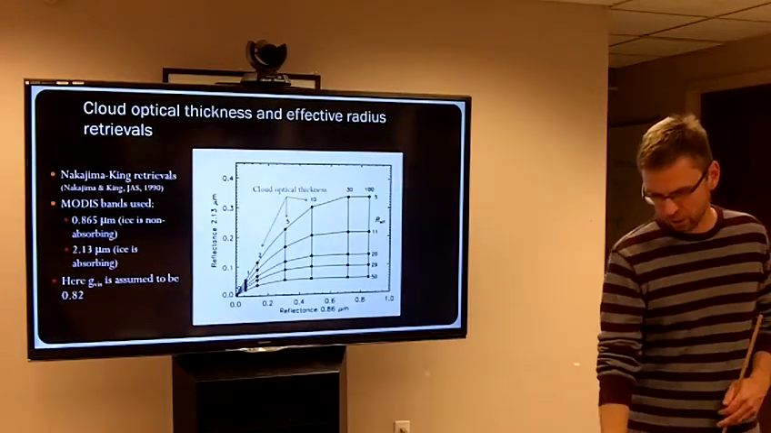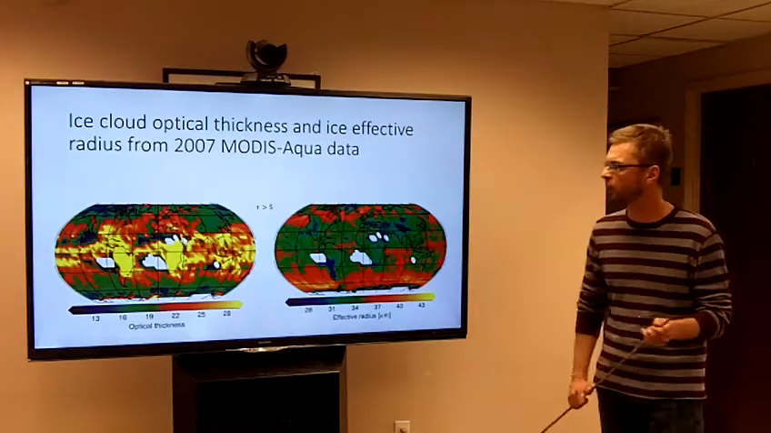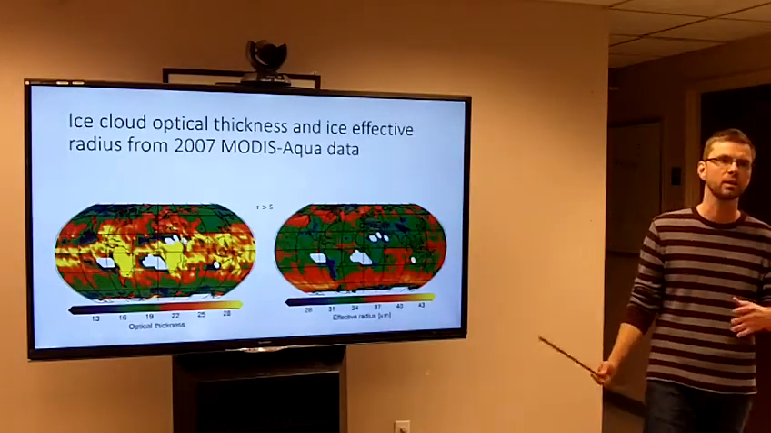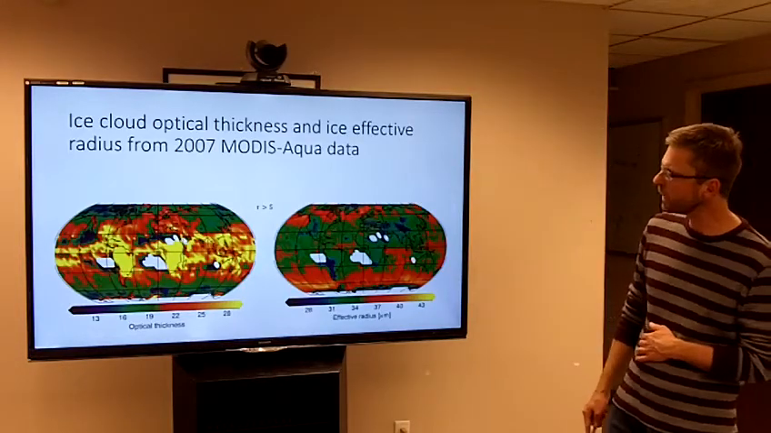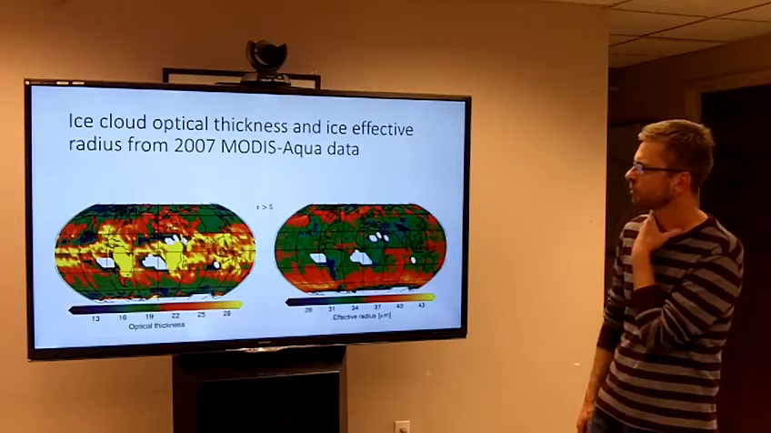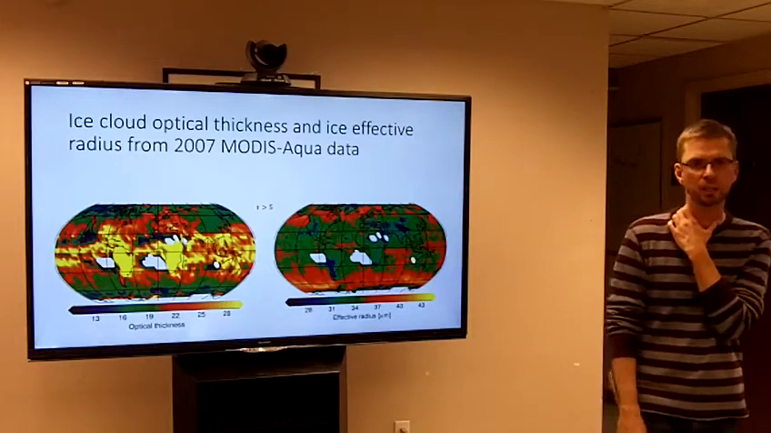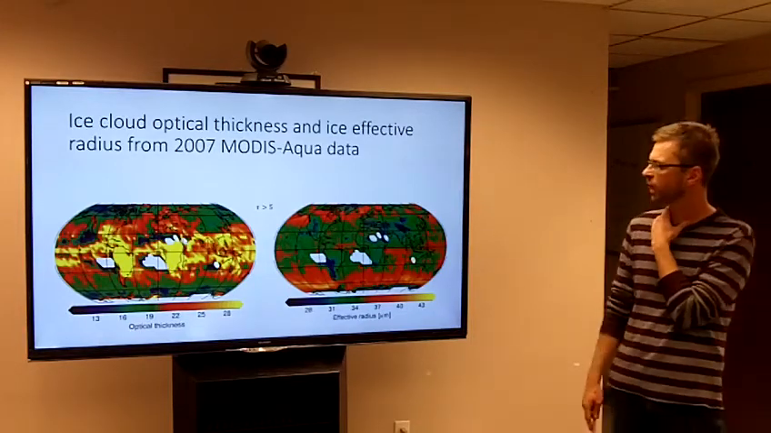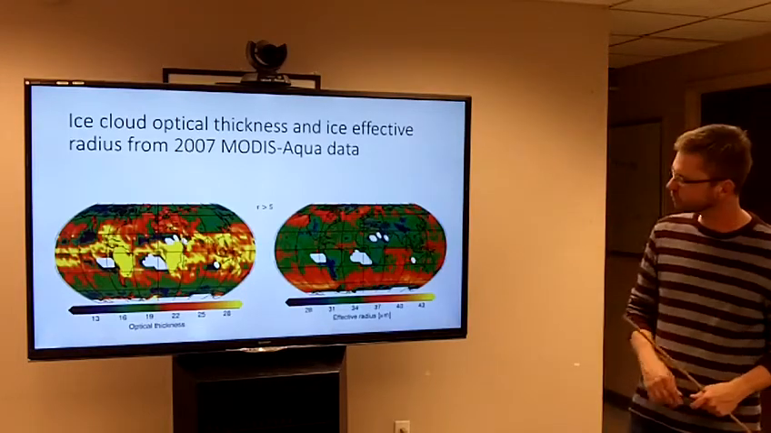And this is done for MODIS. So the MODIS product has the optical thickness of ice and effective radius of ice. And this is just an average plot for the year 2000. Actually, also only for thick clouds, optical thickness larger than 5, and well, you can see some variation.